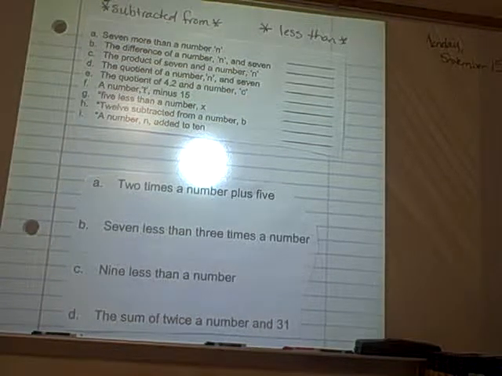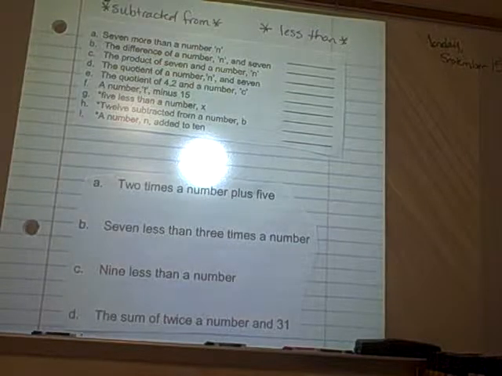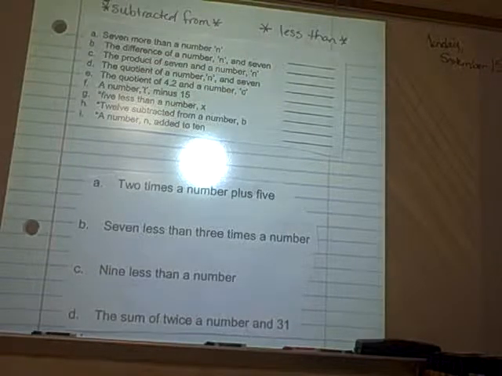So what I want to do when we read these expressions is I want you to circle the keyword that tells you whether it's addition, subtraction, multiplication, division. We're going to circle the keyword. We're going to underline the number words. And in this one, it's telling us what letter we have to use for our variable.